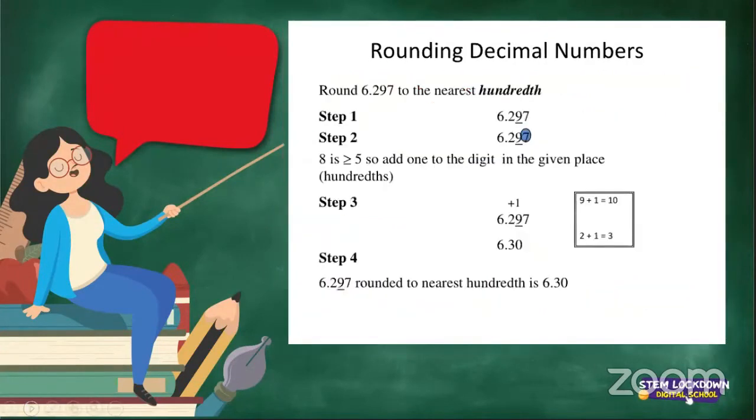All right, rounding decimal numbers. The number now that we will be rounding off is 6.297 to the nearest hundredth. Again, step 1, here's the number that we've underlined. It is 9. Step 2, we circle 7. We check if the number that is circled is less than 5 or more than 5, and then we round off.